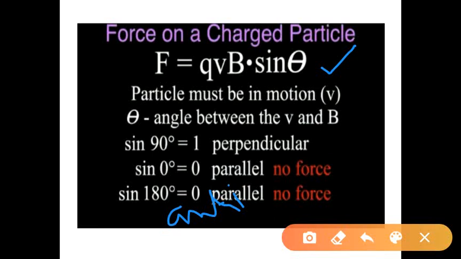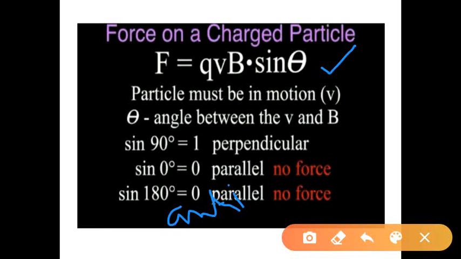So, let us take a recap. We know the magnetic force vector F is equal to Q into vector V cross vector B, and its magnitude is given as Fb equal to QVB sin theta. Let us consider three cases.